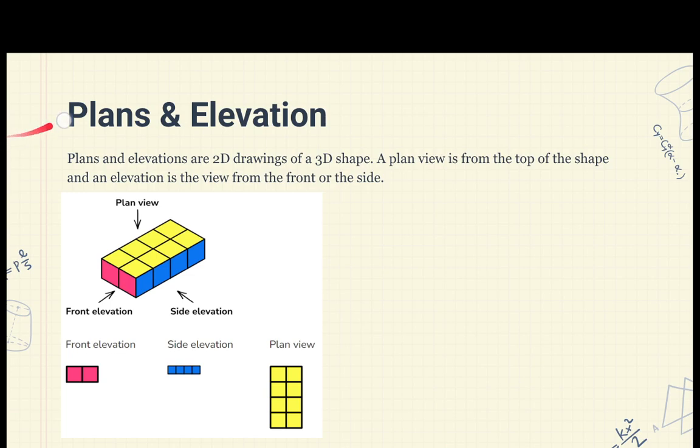Now, plans and elevations are 2D drawings of a 3D shape. The plan view is from the top of the shape. The elevation is the view from the front or side. For example, the plan view is on top, the front elevation is the front of the shape, and the side elevation is the side of the shape. Now these are what they look like in a 2D version.